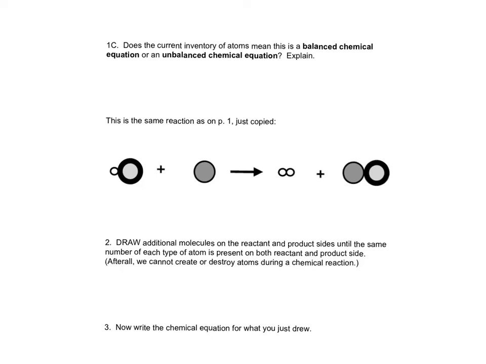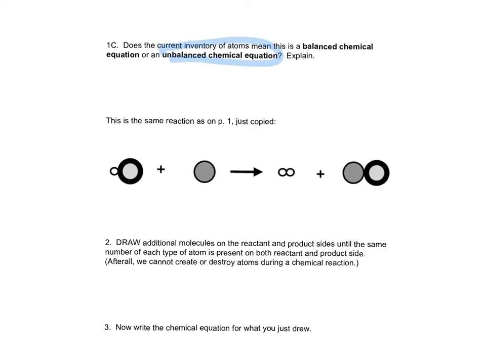For this next video, we'll take a look at the second page of your practice quiz. At the bottom of the first page, we had an inventory of the atoms on either side, and they were the same types of atoms, but they weren't the same numbers of each type of atom. So because of that, we declare that this is an unbalanced chemical equation.